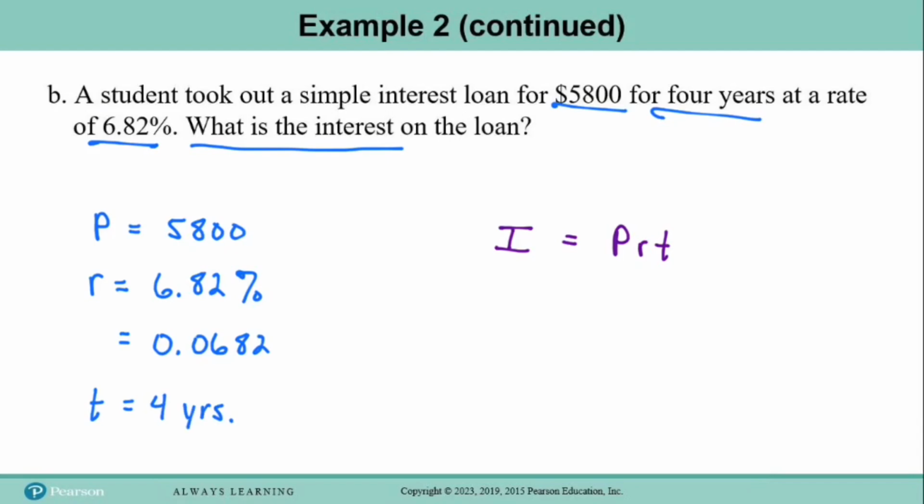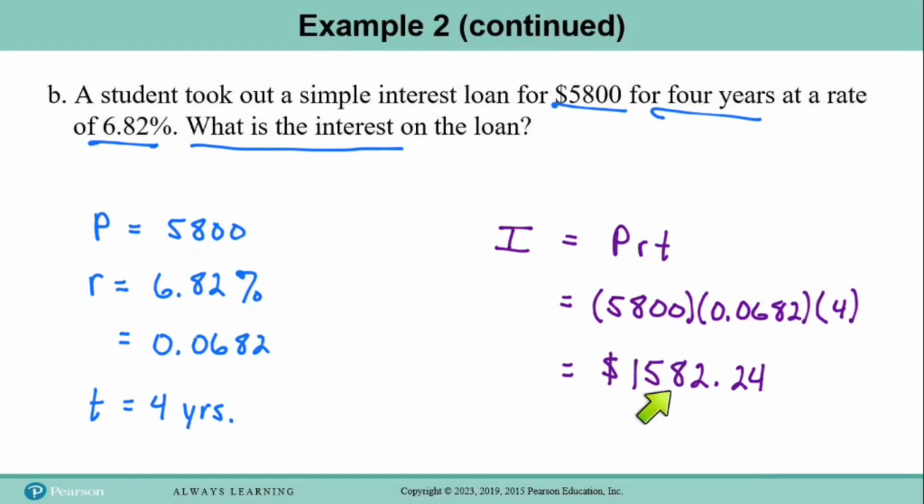Now plugging in our known values, PRT becomes 5,800 times 0.0682 times 4. And that gives us a total interest of $1,582.24. Now, I know that sometimes, let's go back and look at this rate again. Sometimes people might be tempted to round this off. Don't do that. Whatever they give you for the rate, keep all of those digits.